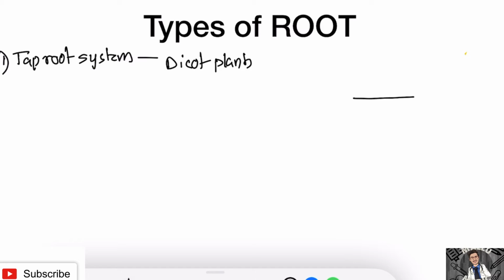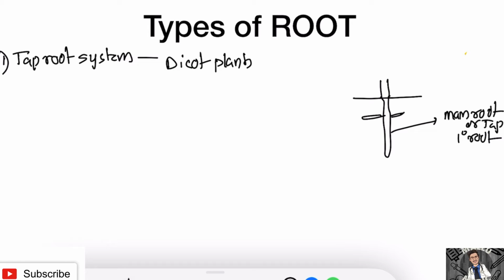So what is this? For example, let's assume this line to be the soil line, and below this we have the root system, right? Alright, so at the base of this stem, the main root or the tap root arises. We call this the main root or the tap root or the primary root. Alright, and from this we have the secondary roots arising, and from the secondary roots we also have the tertiary roots arising. So you have the primary root, from then you have the secondary root, and from there you have the tertiary roots. So I hope you are clear with what is taproot system.